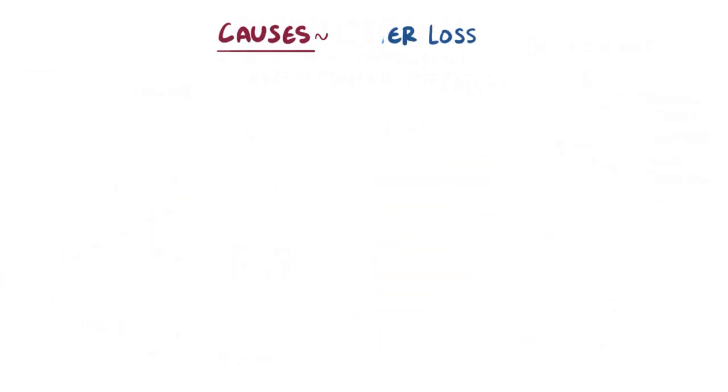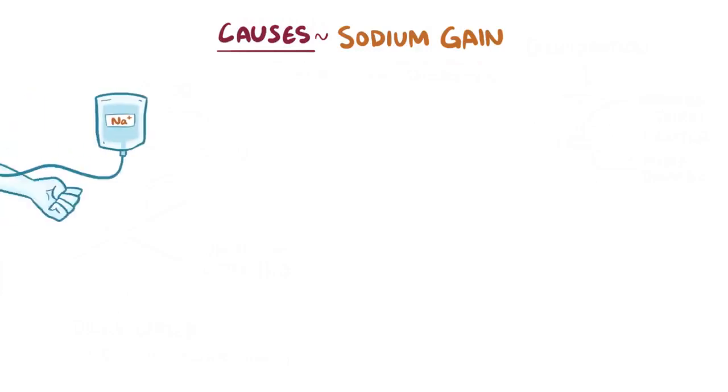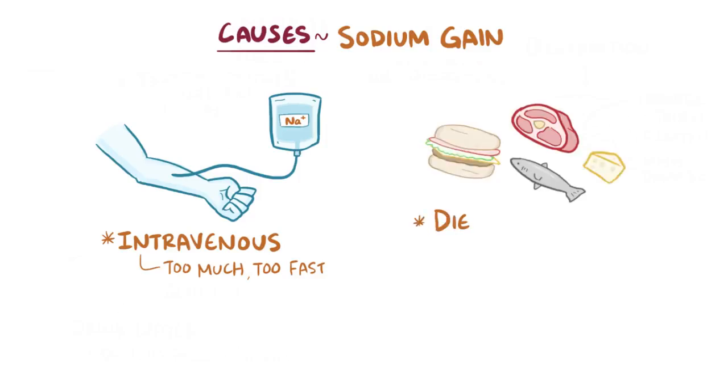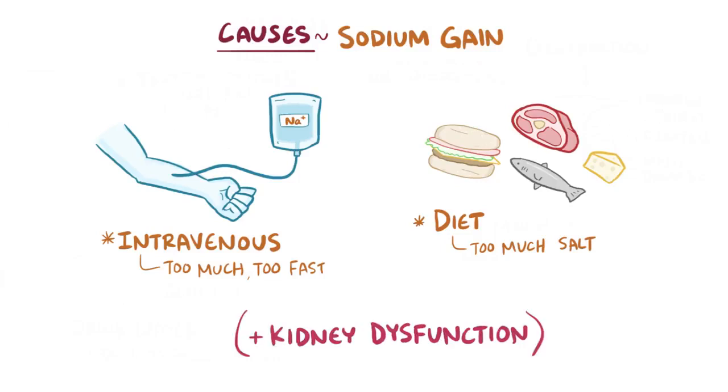Instead of water loss, hypernatremia can also be caused by sodium gain. This happens most commonly when a patient in the hospital is given sodium intravenously to help increase their sodium level, and too much is given too quickly. Occasionally, this can also happen simply because somebody's diet has too much salt. In either situation, though, the kidneys usually do a good enough job of getting rid of too much sodium. So hypernatremia in this case only usually happens if there's also some sort of kidney dysfunction alongside it.